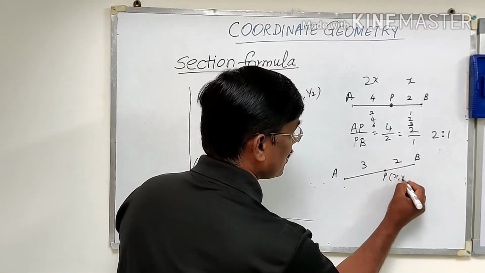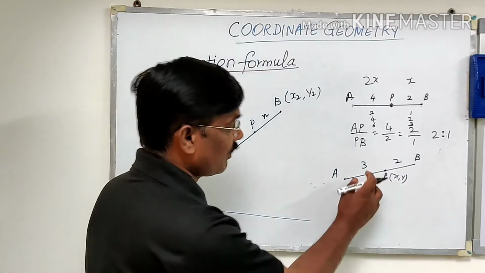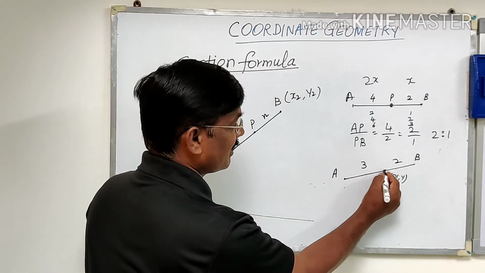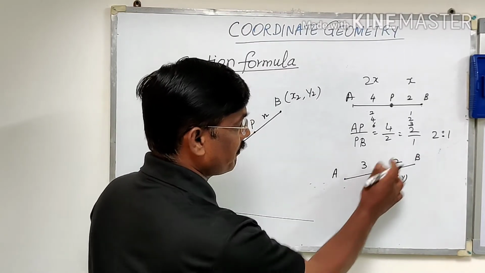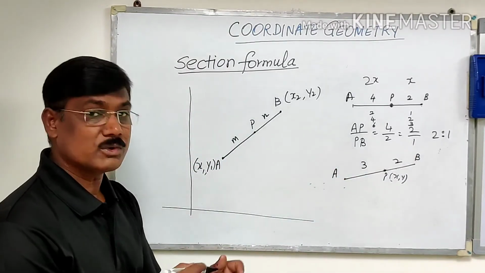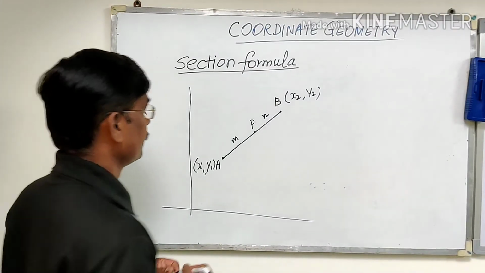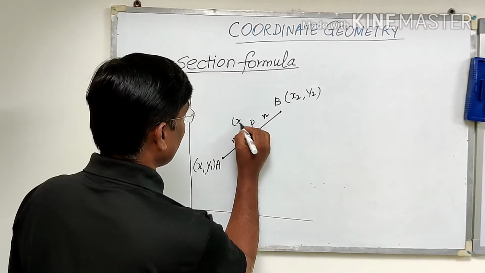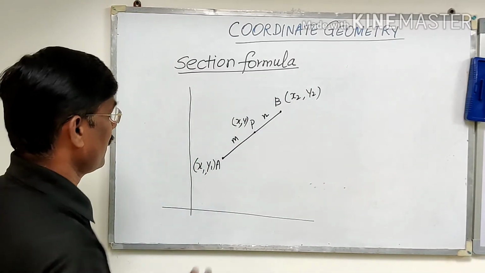Now let x, y be the coordinate of P. We have to find where P will lie, such that this point exactly divides AP and PB in the ratio 3 is to 2. So now we are going to derive the formula for that. So this coordinate is P of x comma y, let us assume.